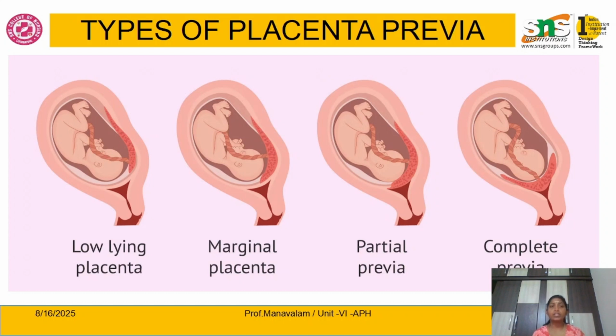Low-lying placenta previa: in this, the major part of the placenta lies in the upper uterine segment, only a minimal part lies in the lower uterine segment but does not cover the internal os. Marginal: the margin of the placenta covers the edge of the internal os. Next, partial placenta previa: part of the placenta is partially covering the internal os. Complete: here the placenta is lying completely over the internal os. It is one of the complicated types of placenta previa.